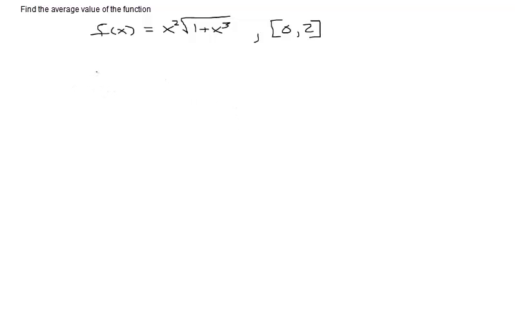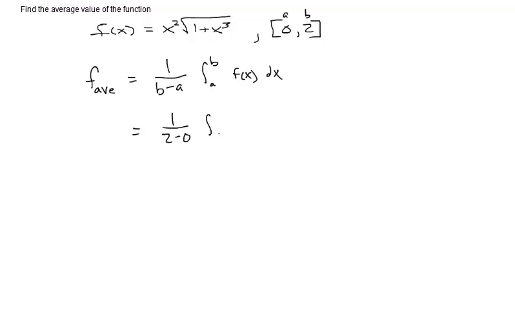And our average function formula is going to be f average is equal to 1 over b minus a times the integral from a to b of f of x dx. So 0 is our a and 2 is our b. So the average value is 1 over 2 minus 0 times the integral from 0 to 2 of x squared times the square root of 1 plus x cubed dx.